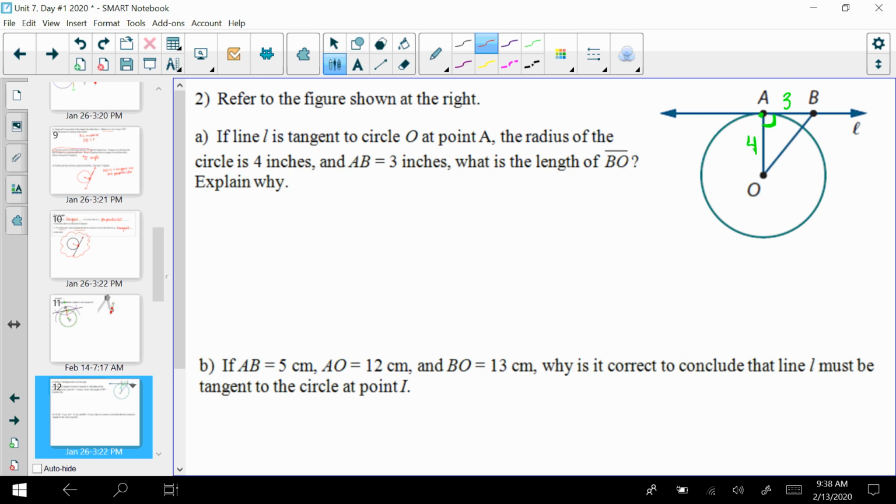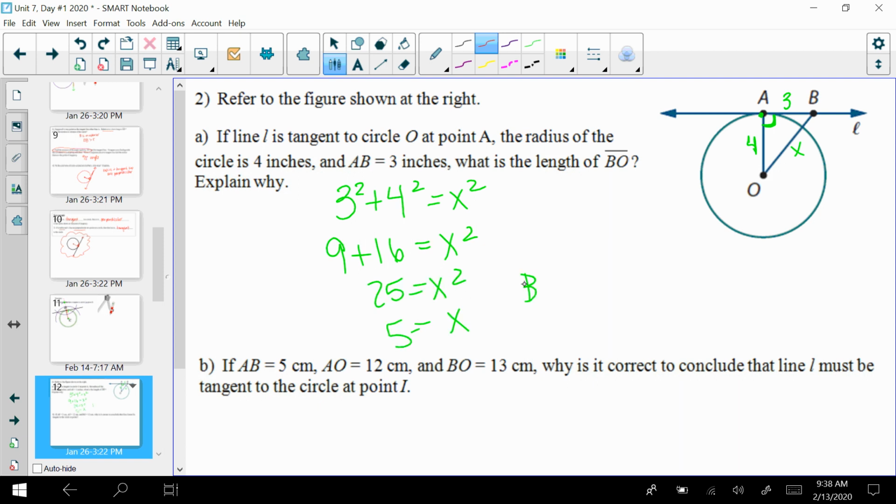Okay. What is the length of BO? I know it's a right angle from our theorem, right? Tangent line, radius, perpendicular. So BO, since we have a right triangle, we can use Pythagorean theorem. It's going to be 3 squared plus 4 squared equals x squared. Those of you who know your triples don't have to do the math. You guys already know. But it should be 25 is x squared, so x is 5. So BO should be 5.